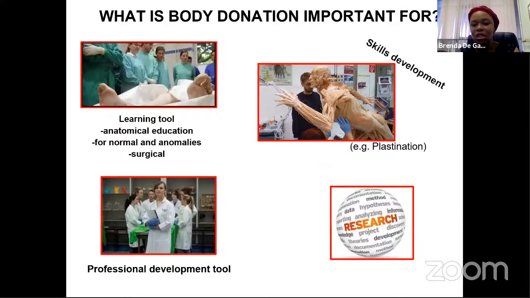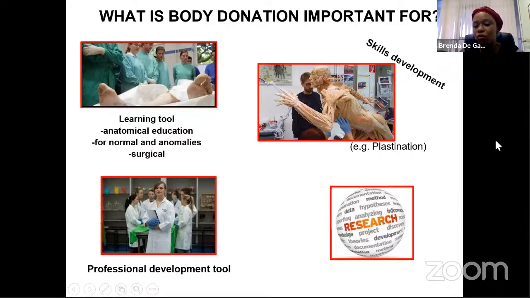Why is body donation important, especially for us who are anatomists? It comes as a learning tool. We teach future health science students and those who will be future health professionals, so we use it as a learning tool for anatomical and medical education. We can also use it to differentiate between normal and anomalies, what you'd call abnormal morphology of structures, and it can be used for surgical training.